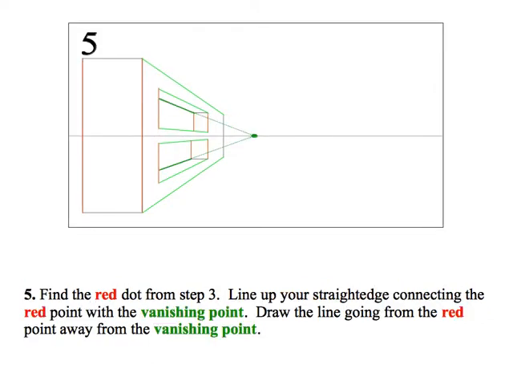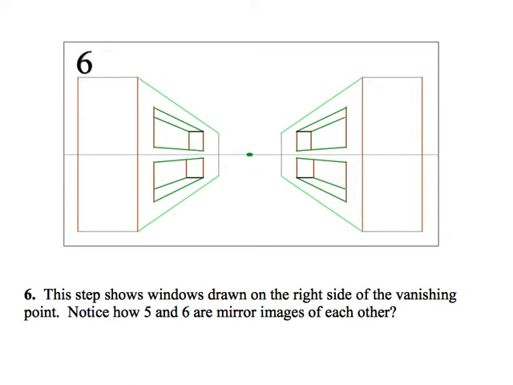Find that red dot again from step 3. Line up your straight edge connecting the red point with the vanishing point. Draw the line going from the red point away from the vanishing point. Make sure this is going away from the vanishing point. This step shows how the windows are drawn on the right side of the vanishing point. Notice how 5 and 6 are mirror images of each other.